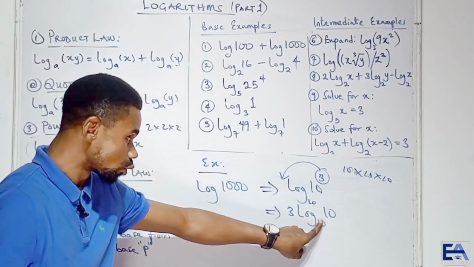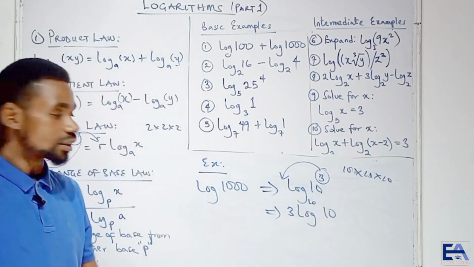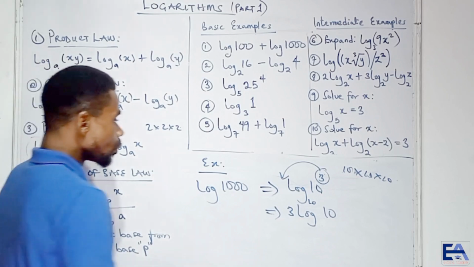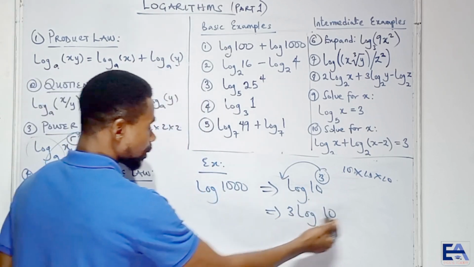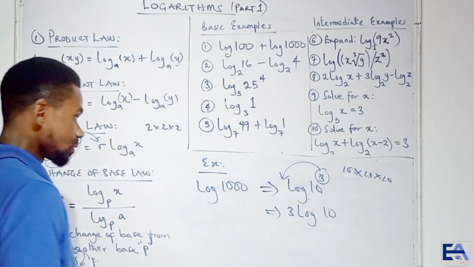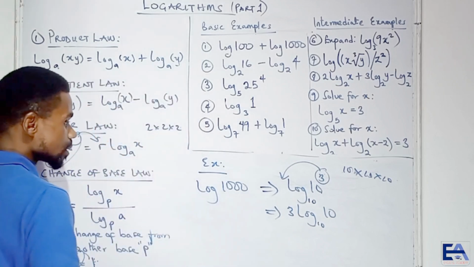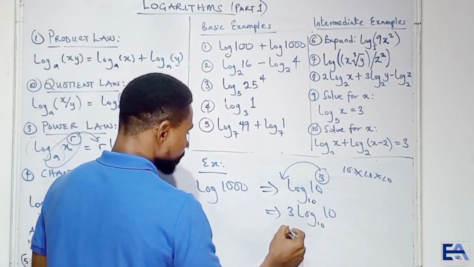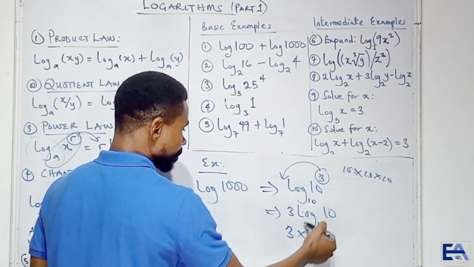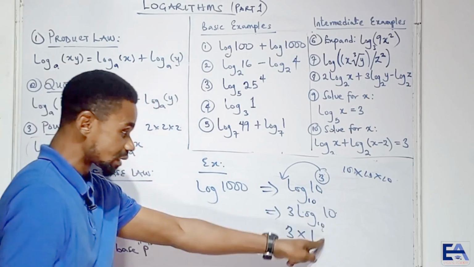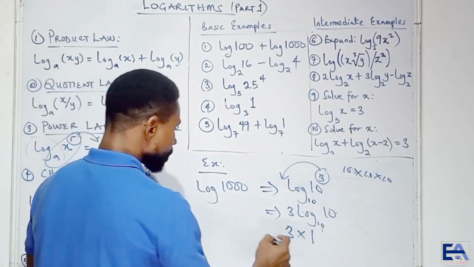I might decide not to write anything here. It's still okay, but we know in our mind that there is a base 10 there. So we can have it as 3 log 10. Well, let me just keep it there to help you understand better. So 3 log 10, at the end of the day, means 3 multiplied by a logarithm of a number to the same base. When the number is the same thing as the base, it's always equal to 1. So 3 times 1 is what?